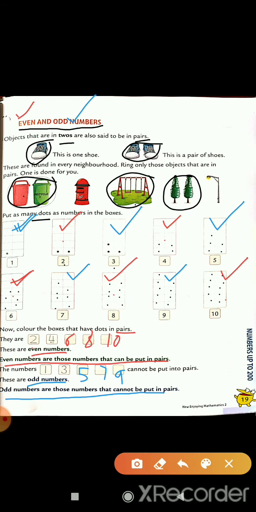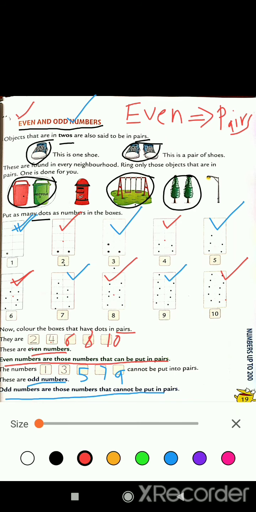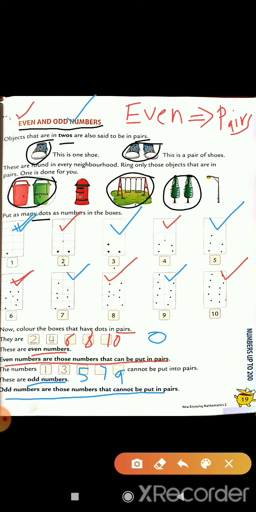Clear, students? So even numbers are those numbers which can be put in pairs, whereas odd numbers are those numbers which cannot be put in pairs. Clear, students? So even numbers are those numbers that can be put in pairs, and odd numbers are those numbers that cannot be put in pairs.